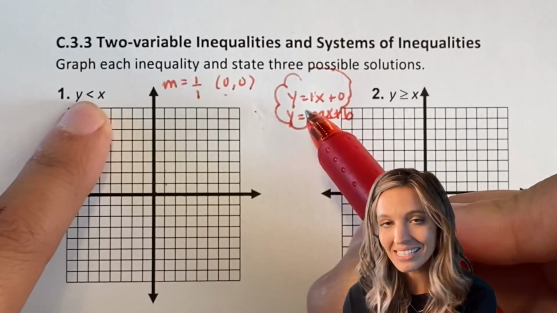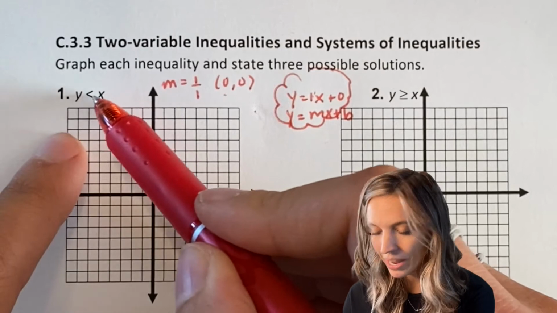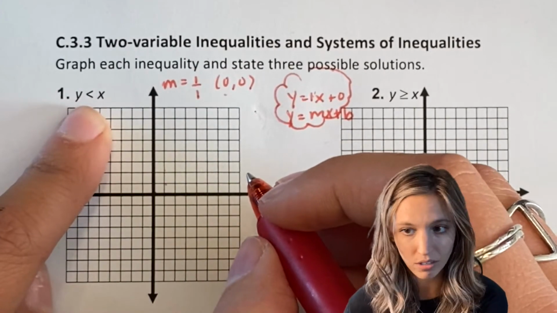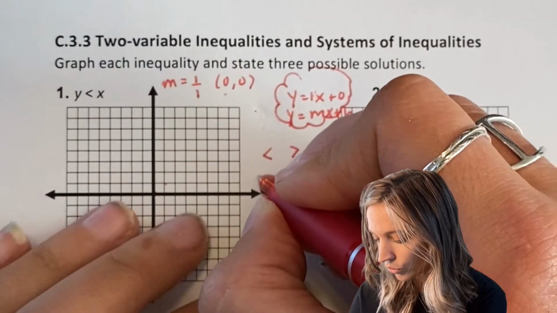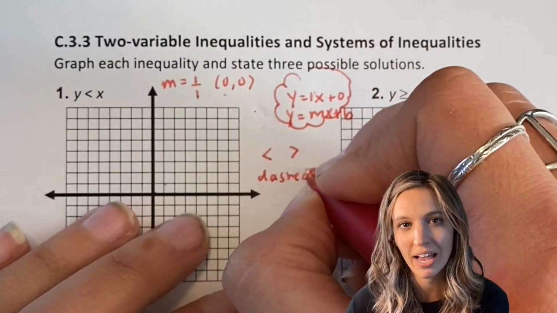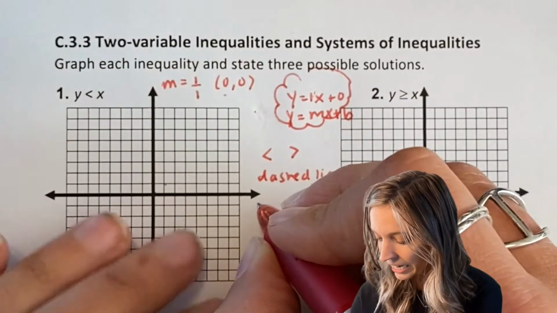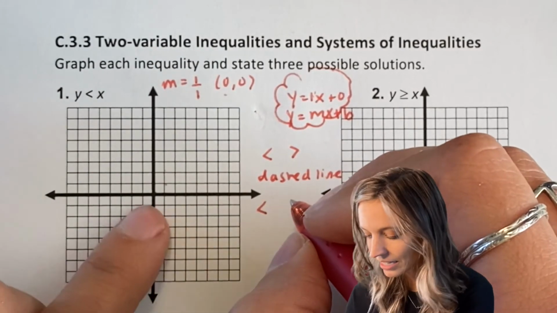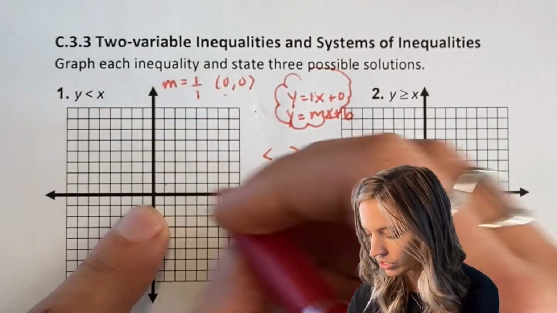Now, since this isn't an equation though, it's an inequality, we have to take a few other things into account. Since it's less than and not equal to x, for less than or greater than, what we do is we dash our line to show that we're not equal to it. Then, if it's less than, we actually end up shading our graph, and we'll talk about that in a second. Let's get this line drawn first.